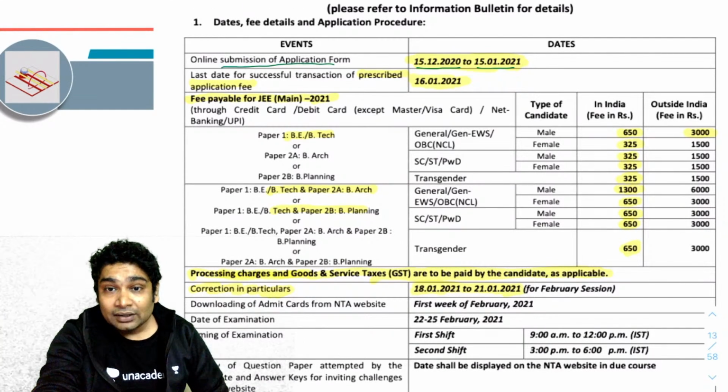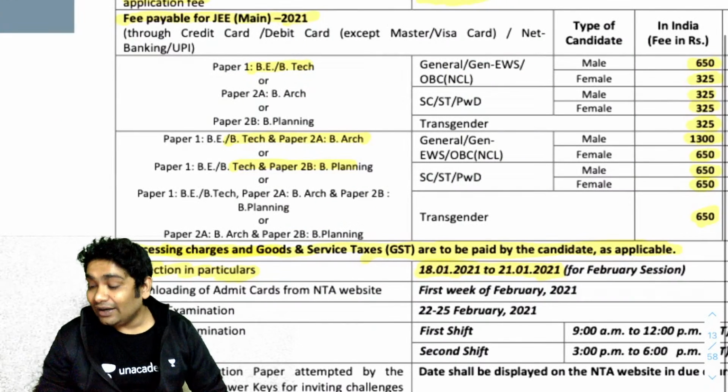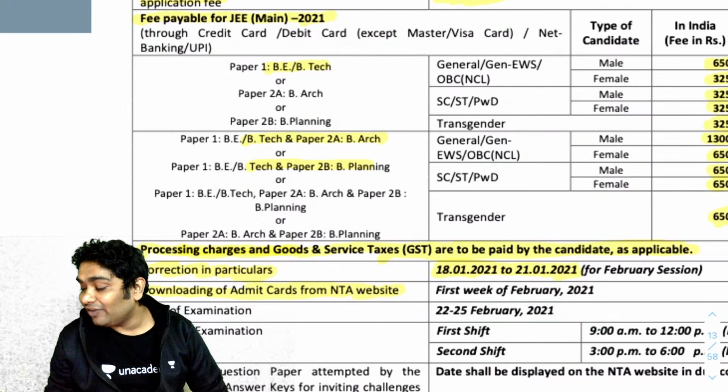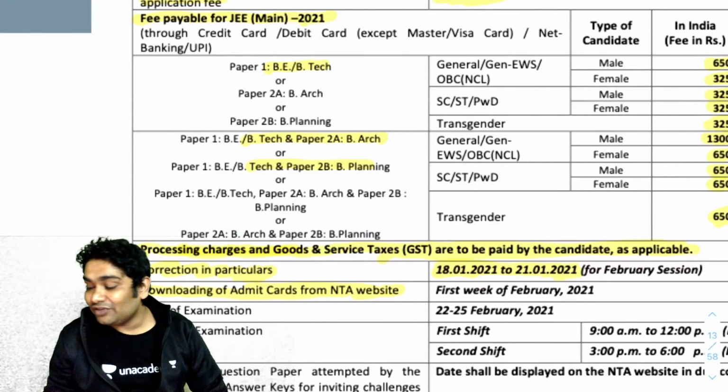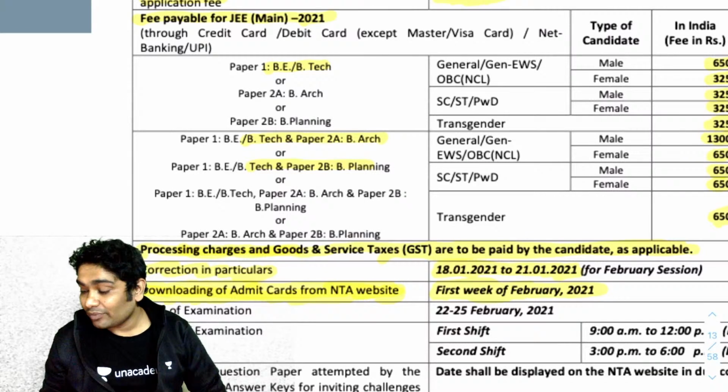Okay. Now, as ARJ was asking, how about the admit cards? If you pay attention here, on downloading the admit cards, you can download the admit cards from the NTA website in the first week of February. Okay, so admit cards can be downloaded in the first week of February. ARJ, I hope that answers your query. You can't download the admit card right away. So admit cards would be available for download from the first week of February.